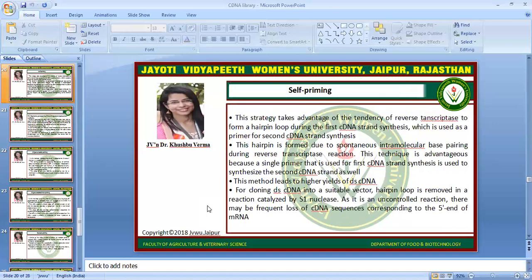Now we will discuss self-priming. This strategy takes advantage of the tendency of reverse transcriptase to form a hairpin loop during the first cDNA synthesis, which is used as a primer for second cDNA strand synthesis. This hairpin is formed due to spontaneous intramolecular base pairing during the reverse transcriptase reaction. This technique is advantageous because a single primer used for first cDNA strand synthesis is used to synthesize the second cDNA strand as well. This method leads to a higher yield of double-stranded cDNA.